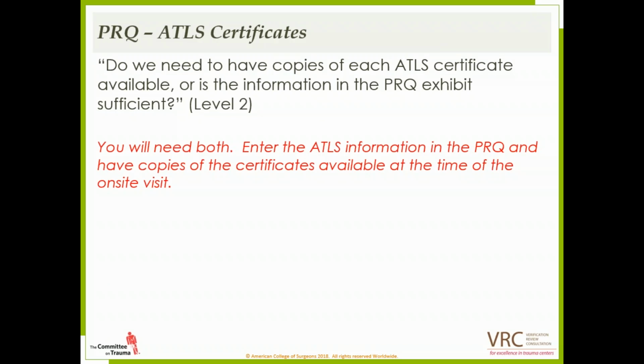Do we need to have copies of each ACLS certificate available, or is the information in the PRQ exhibit sufficient? It's safe to say that you would want to have definitely the information on the PRQ and also have the certificates available. What happens during a site visit, for folks that are new to this and are not familiar with this, is that the reviewers will thumb through your binders, and if they don't see, say, for instance, the ACLS certificate, they're going to ask you for that information. So it could vary between reviewers, but you definitely want to be on the safe side, and you want to enter the data in the PRQ for sure, and you also want to have your certificates available at the time of the site visit.